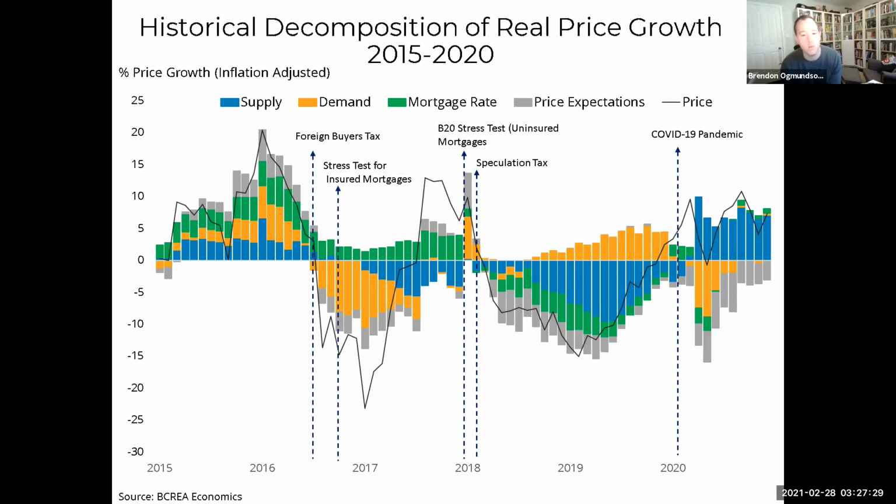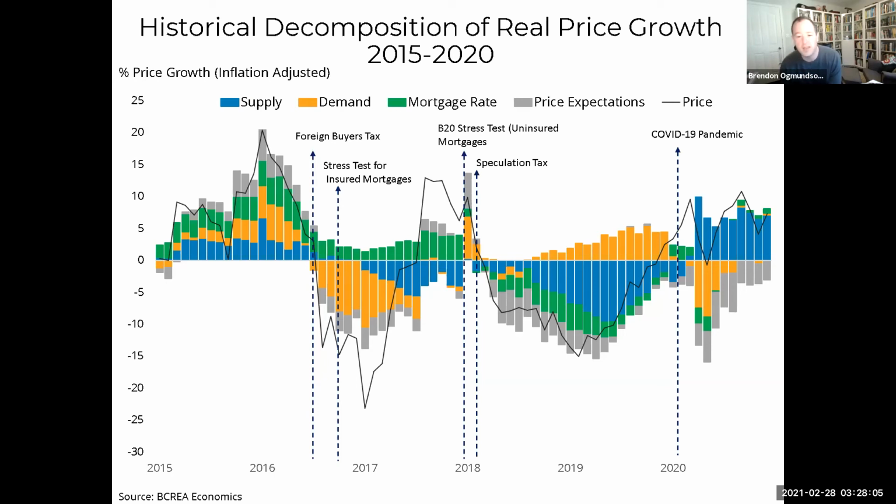Then we had the B20 mortgage stress test. That applied to about 60%, or maybe close to 2/3 of new mortgages, which now had to qualify at their contract rate plus 200 basis points. So 60% of the market all of a sudden having about 25% of their purchasing power erased overnight had a huge impact on the market. That was somewhat compounded by the speculation tax. We've done work on the speculation tax as well, and it was certainly a factor in that downturn from 2018 to 2019, but not the driving force that a lot of the media makes it out to be.